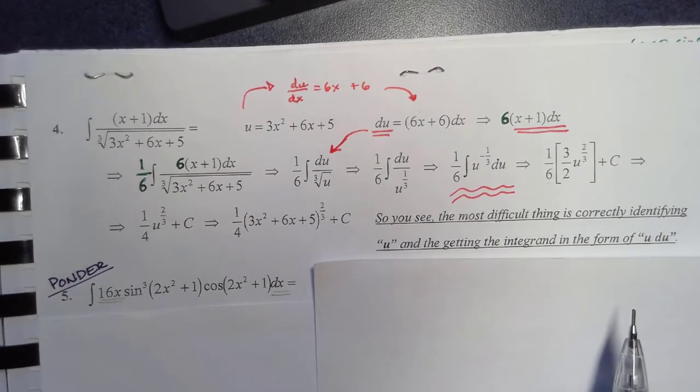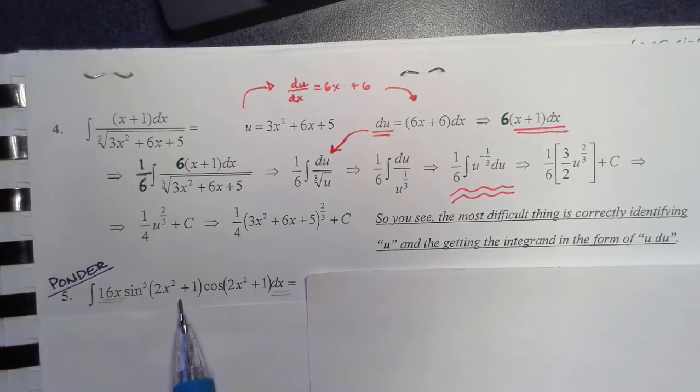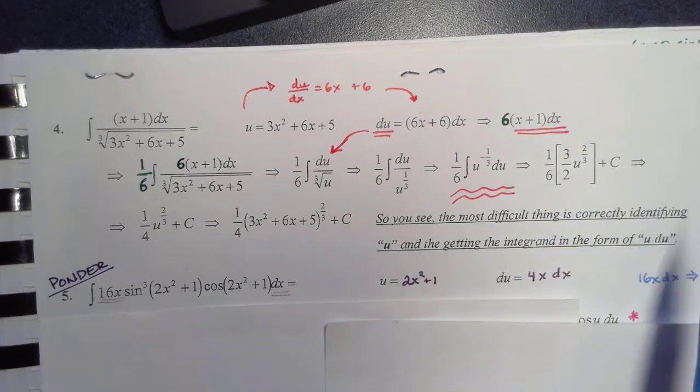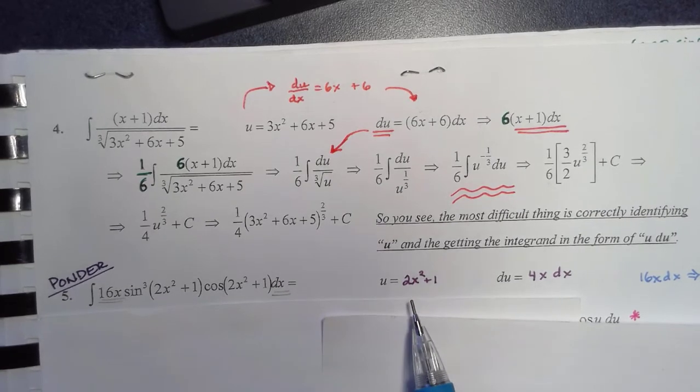Now, let's look at this one. This one looks even more awful. But if you look very closely, we've got an inside function inside of sine and cosine, but we also have a sine cubed and a cosine. Now, I wonder how those are related. Well, it looks like cosine is actually the derivative of sine. So we could think about this problem that way. But we could also start with what we know to be true.